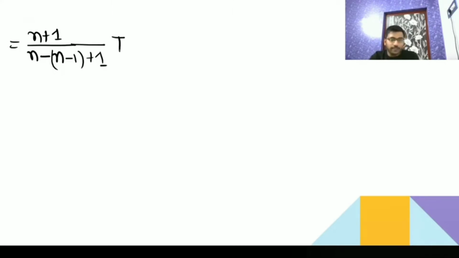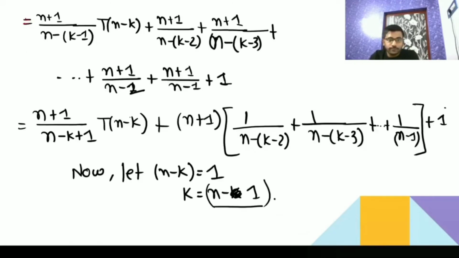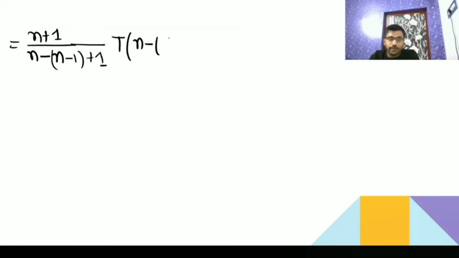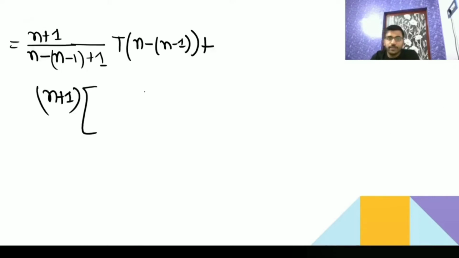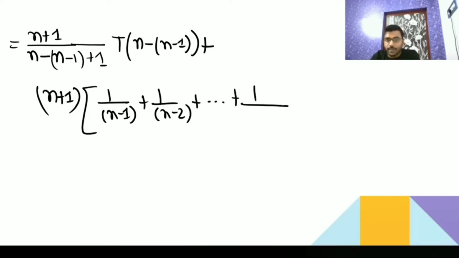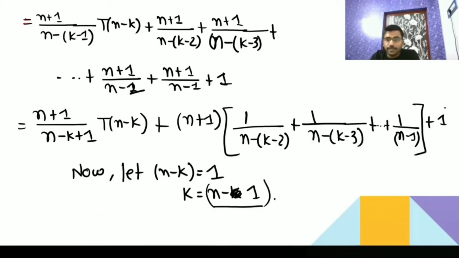Wherever you see n minus k, I have written n minus 1. Then plus n plus 1. Now see, here I am writing. This thing I will write in the beginning: 1 plus n minus 1. Similarly, it will go 1 plus n minus 2. Similarly, it will be 1 by n minus k, where k is n minus 1, so n minus 1 minus 2.